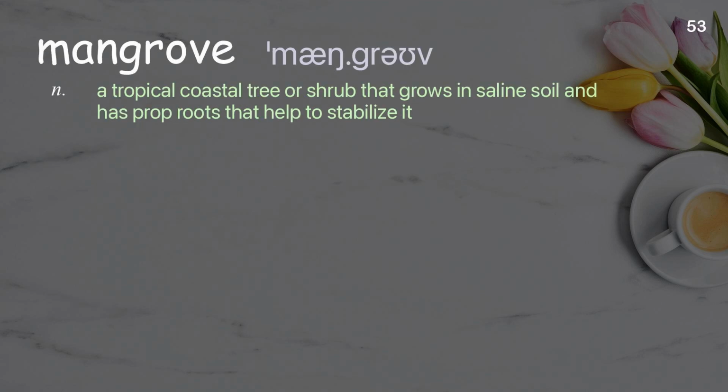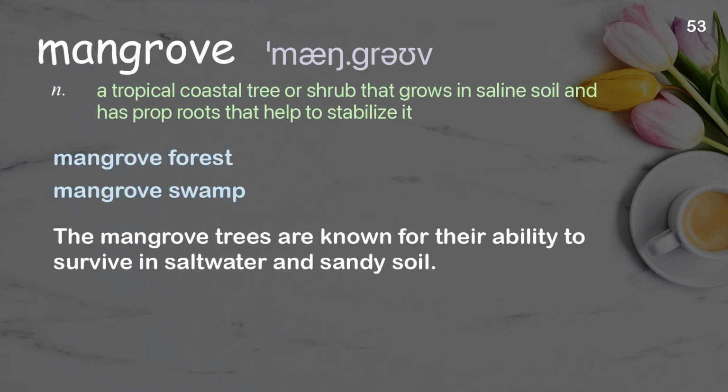Mangrove. A tropical coastal tree or shrub that grows in saline soil and has prop roots that help to stabilize it. Examples: Mangrove forest, mangrove swamp. The mangrove trees are known for their ability to survive in saltwater and sandy soil.